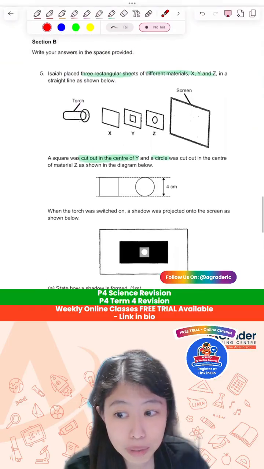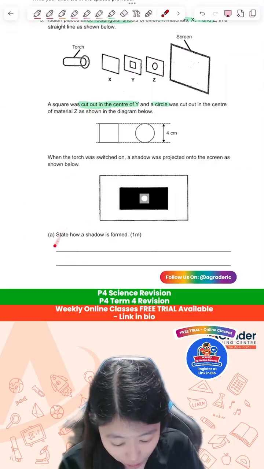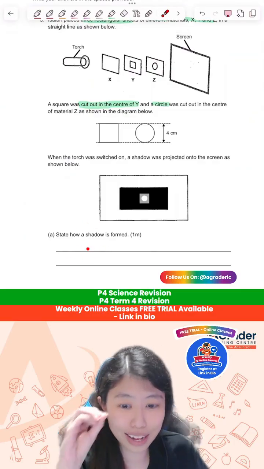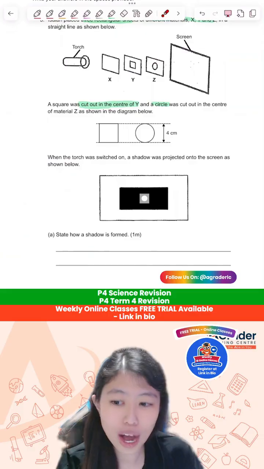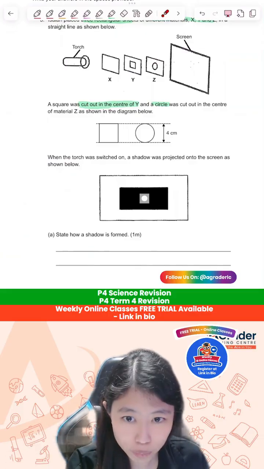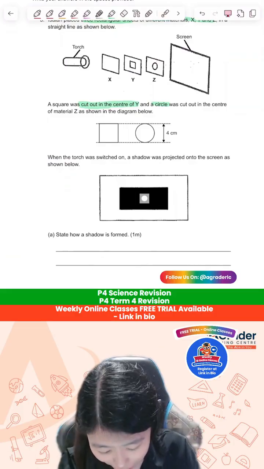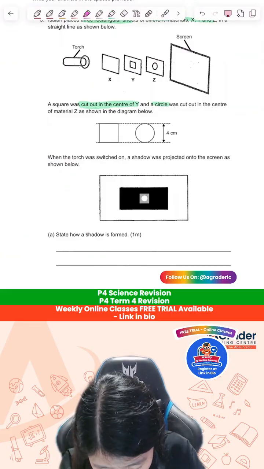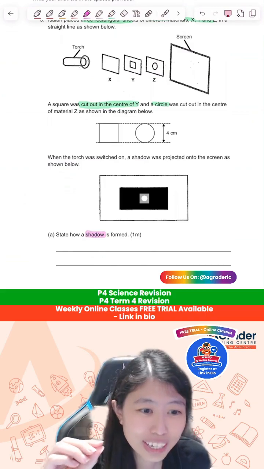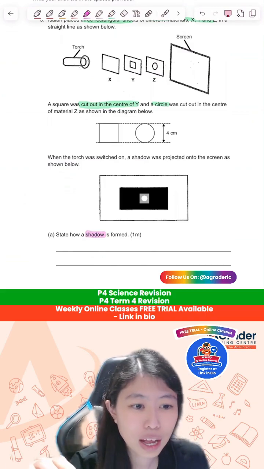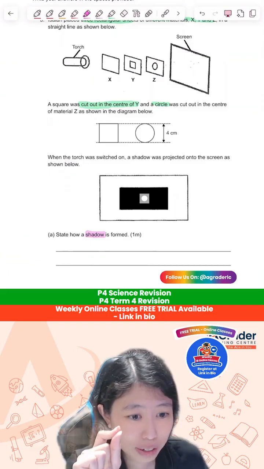Let me just go down a bit. There is a standard answer to answer part A. They are asking you to state how a shadow is formed. The moment they ask how a shadow is formed, do you remember? Can you tell me what is that one word? At least that one word you must write.